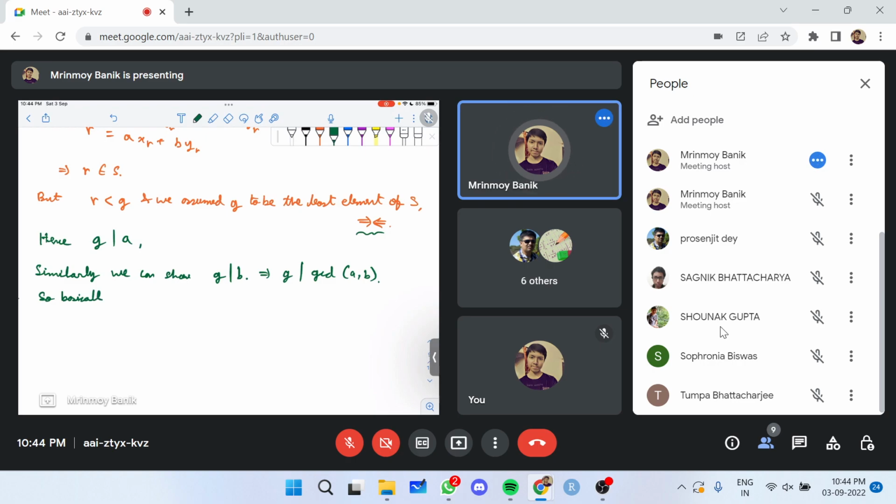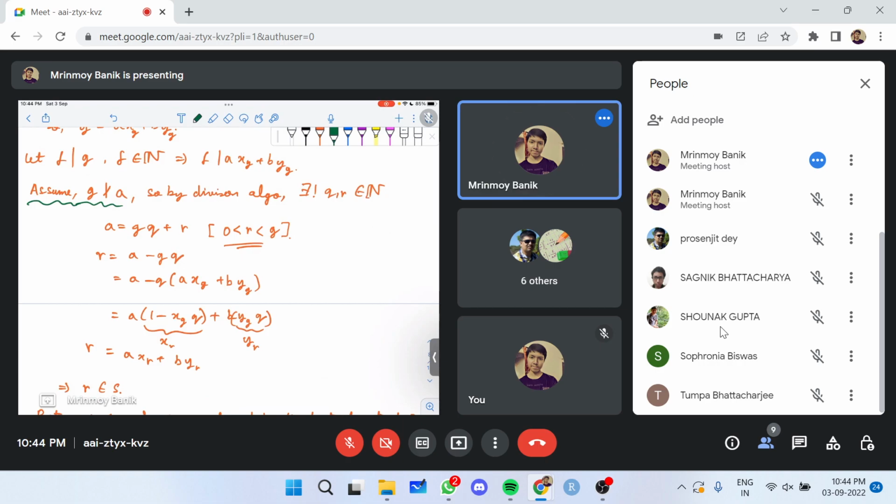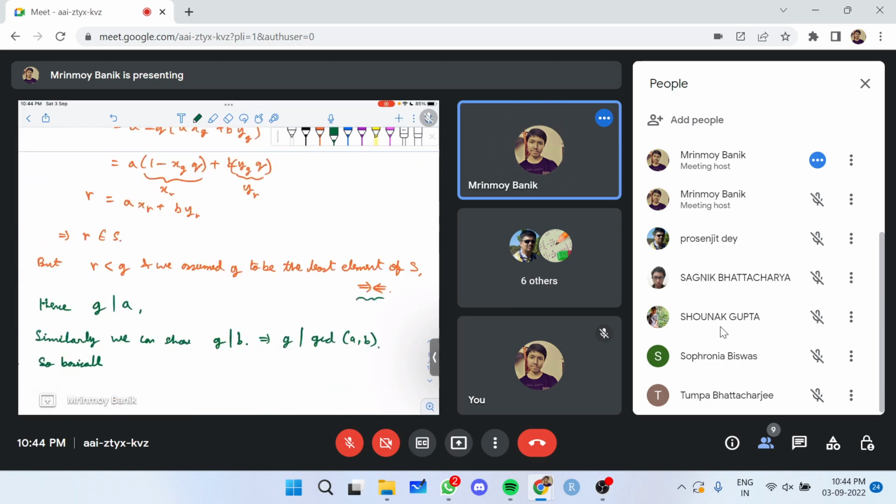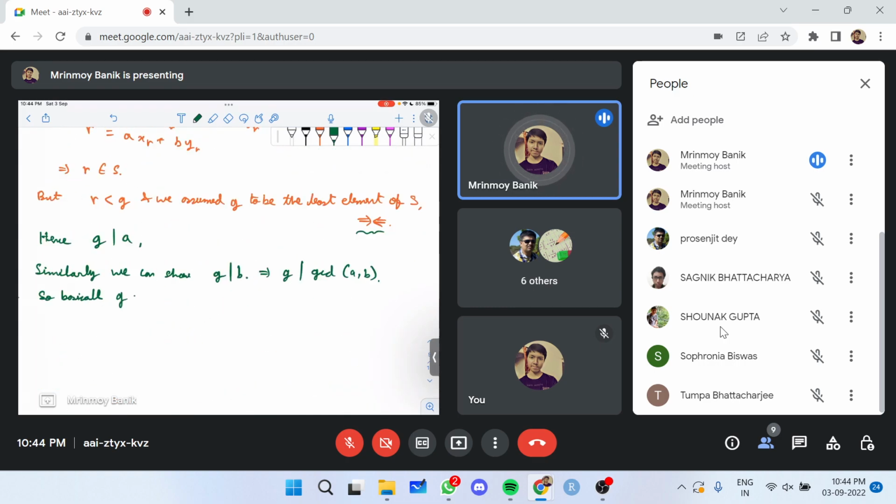So basically, from this equation, if the GCD of A and B is anything else, suppose G dash, then G dash divides the right hand side, since G dash divides A and G dash divides B. So G dash divides the right hand side, and G dash also has to divide the left hand side, right? So that's why G is equal to the GCD of A and B, and that ends the proof.